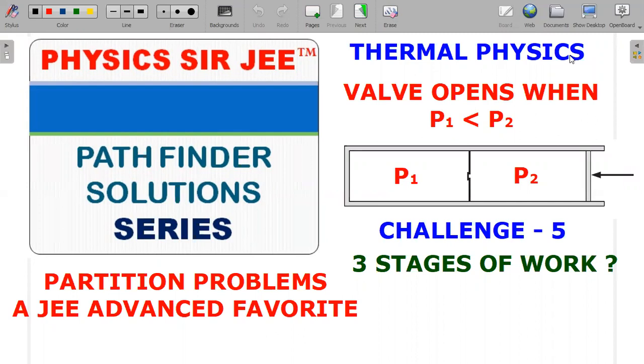This is question number 5 of the Challenge Your Understanding section. That's the last question in the chapter. The reason for selecting this problem at this point in time is to make sure that we understand multiple concepts that are required for your upcoming JEE Advanced examination.